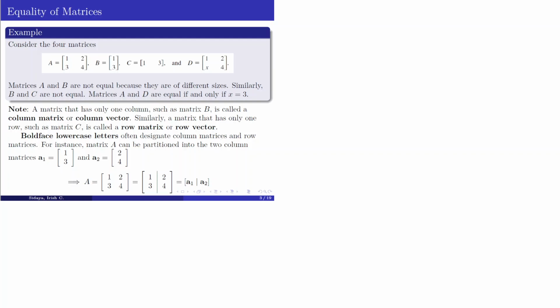For instance, matrix A can be partitioned into the two column matrices. We have A sub 1, which is equal to the 2 by 1 matrix containing 1, 3, and we have here A sub 2 equals this one. So we can express A as this.